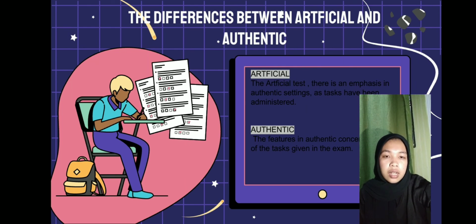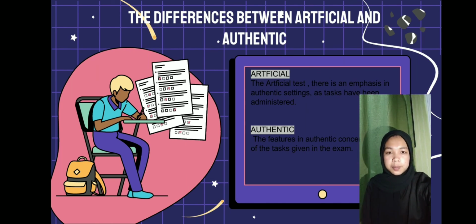The features in authentic concern the nature of the task given in the exam. In the authentic test, the test items are not only a number of small cognitive tasks, but also very careful to keep assessment of the four skills in reading, writing, listening, and speaking.